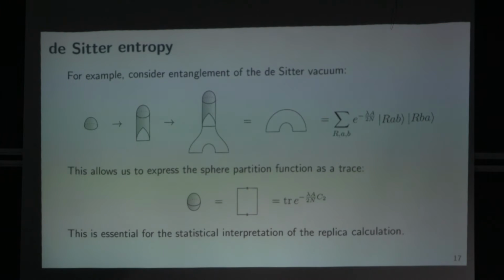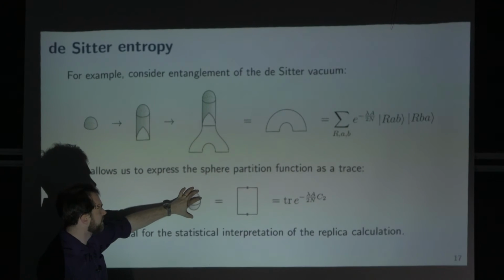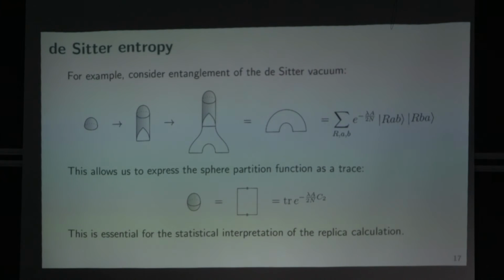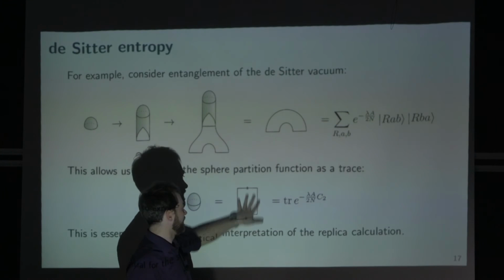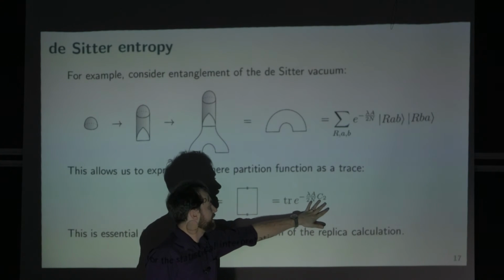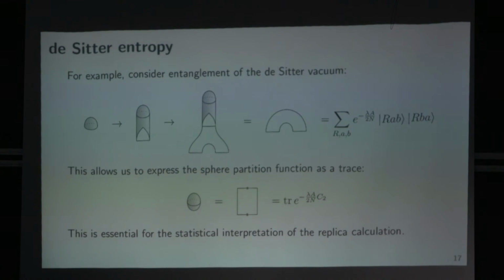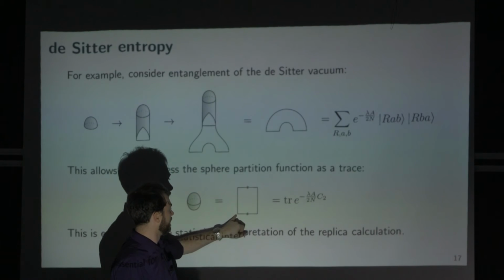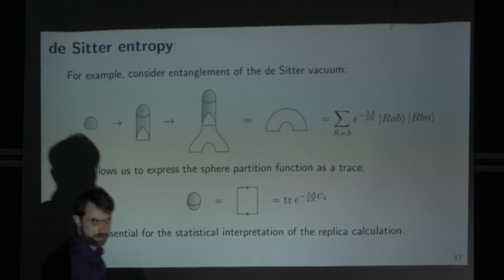But what's nice about this is I can now, if I construct a sphere partition function like this, view it in a different channel. I can view it as a trace in the open channel. And it's just a trace of the open sector Hamiltonian, which is just this C2 operator. Okay. So it's a sum over all representations. But this open trace now includes a sum over the indices that propagate along the left and right boundaries.